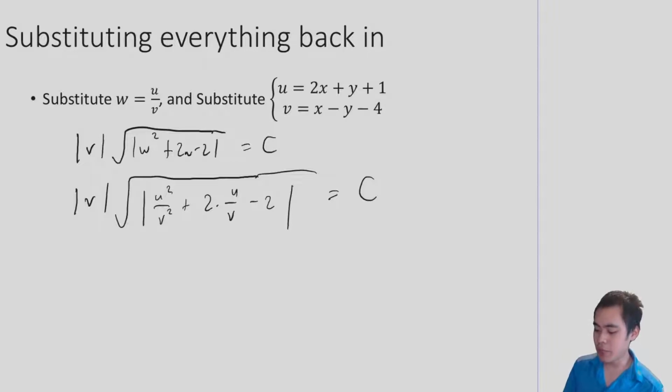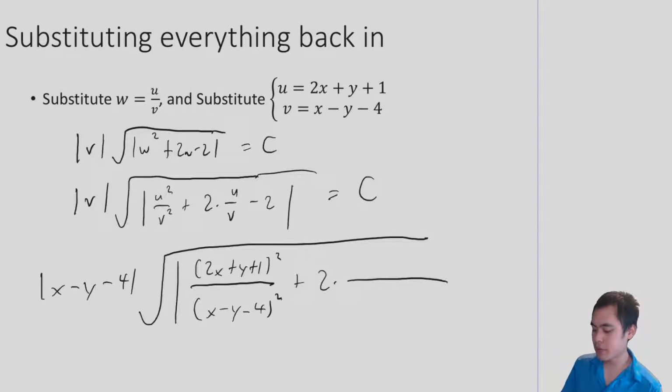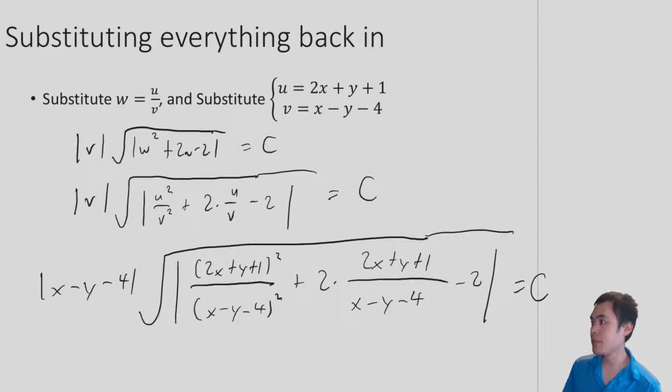And we end up with this ugly expression at the end of the day: the absolute value of x minus y minus 4, times the square root of the absolute value of 2x plus y plus 1 squared, over x minus y minus 4 squared, plus 2 times 2x plus y plus 1, over x minus y minus 4, minus 2 is equal to c.